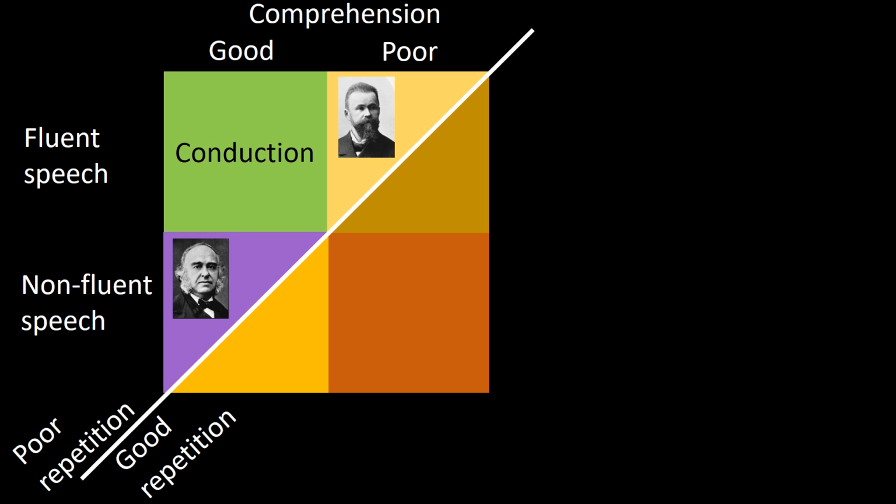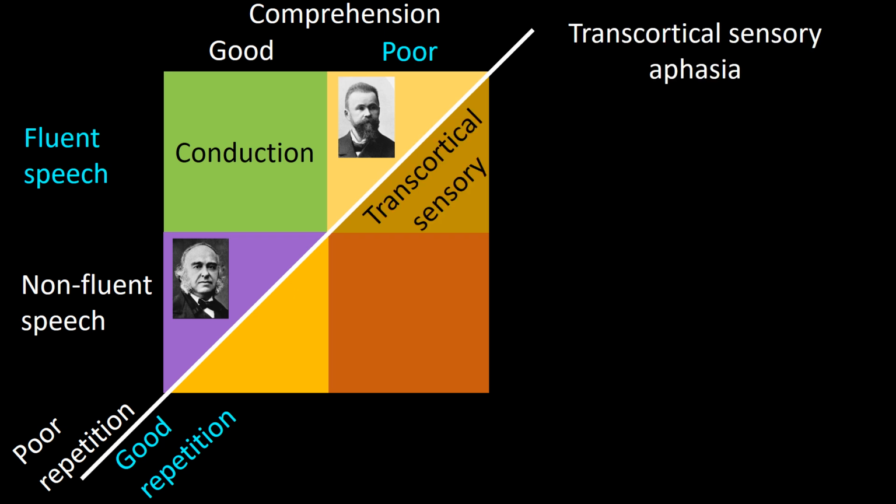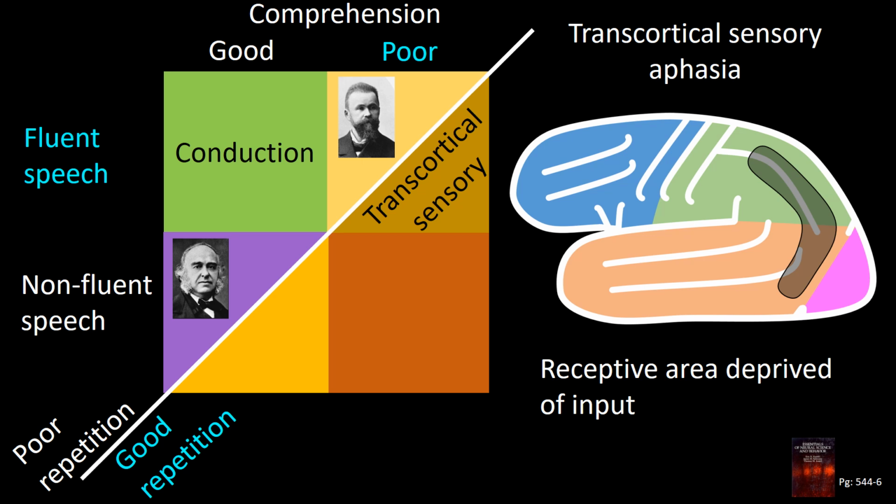Now let's go back to the diagram. If the patient has poor comprehension, fluent speech, and good repetition, the patient has a transcortical sensory aphasia. In transcortical sensory aphasia, the cortical areas supposed to store information about the meaning of words are disconnected from Wernicke's area. Repetition is good because Broca's area, Wernicke's area, and the arcuate fascicle are in good working condition.